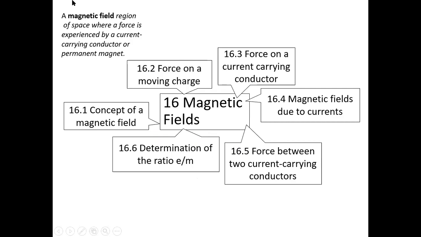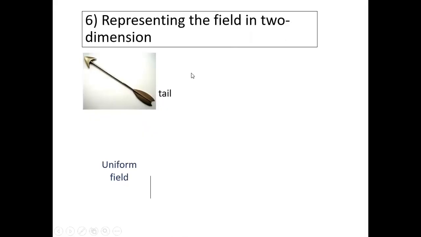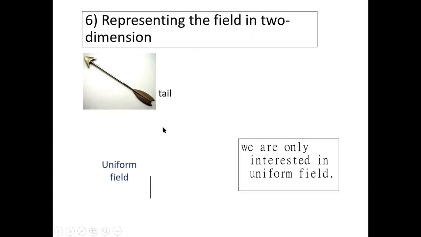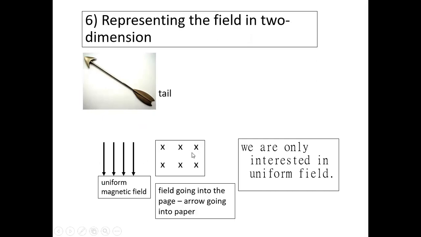Okay, next topic. We learned that a magnetic field is a region of space where a force is experienced by a current carrying conductor or a permanent magnet. That's how we detect the field. Then 16.2, force on a moving charge. How to represent the field? Your arrow has a head and a tail. We are only interested in a uniform field. So how do we show that? Parallel lines, equal distance apart. Parallel field, uniform field, in 2 dimensions.